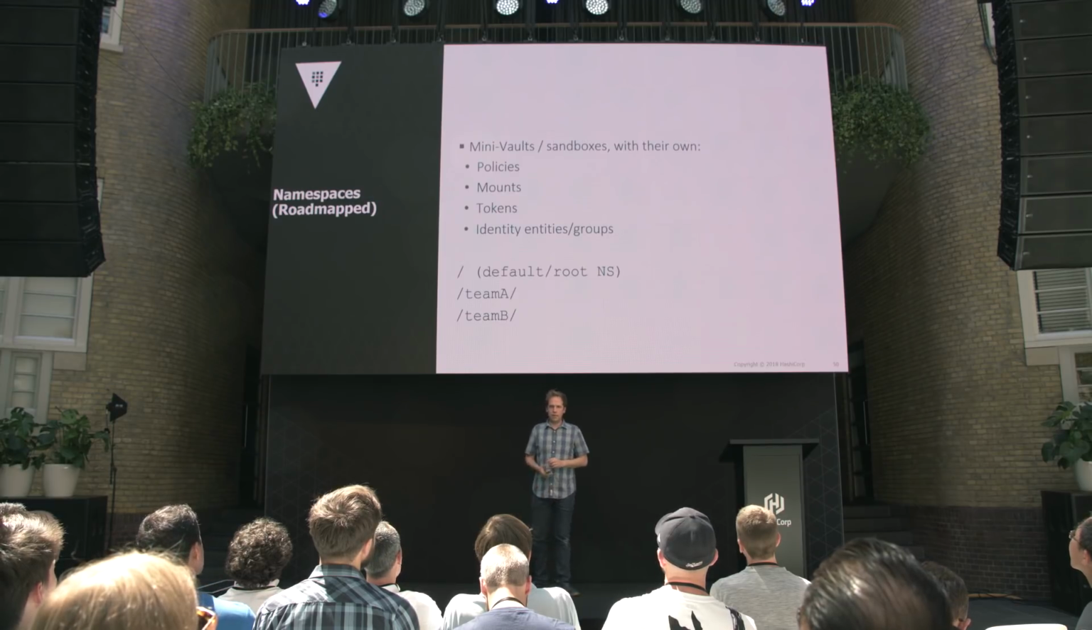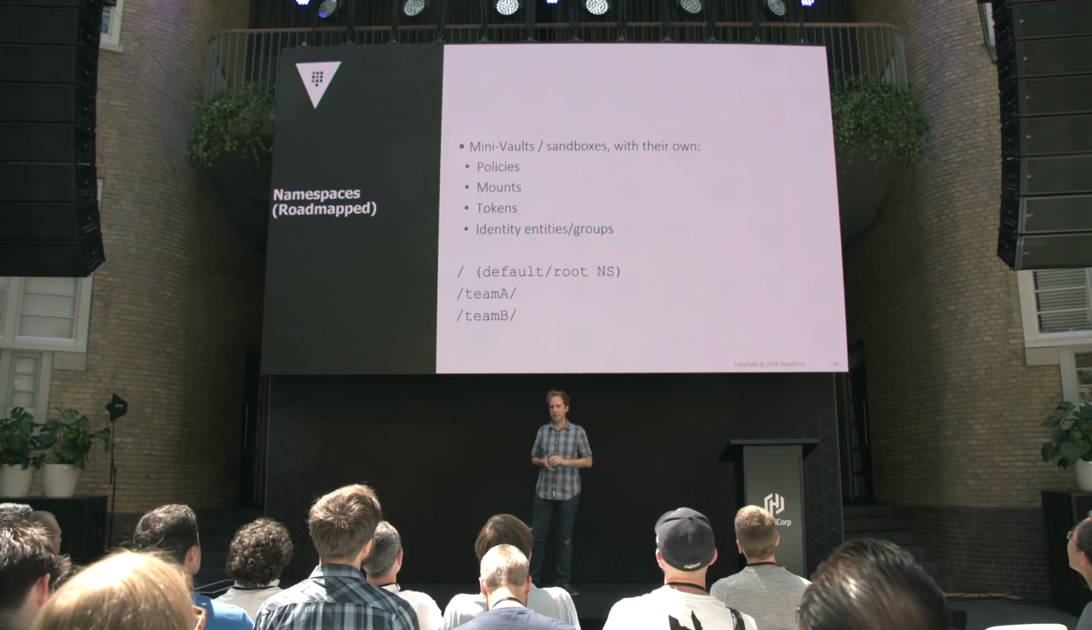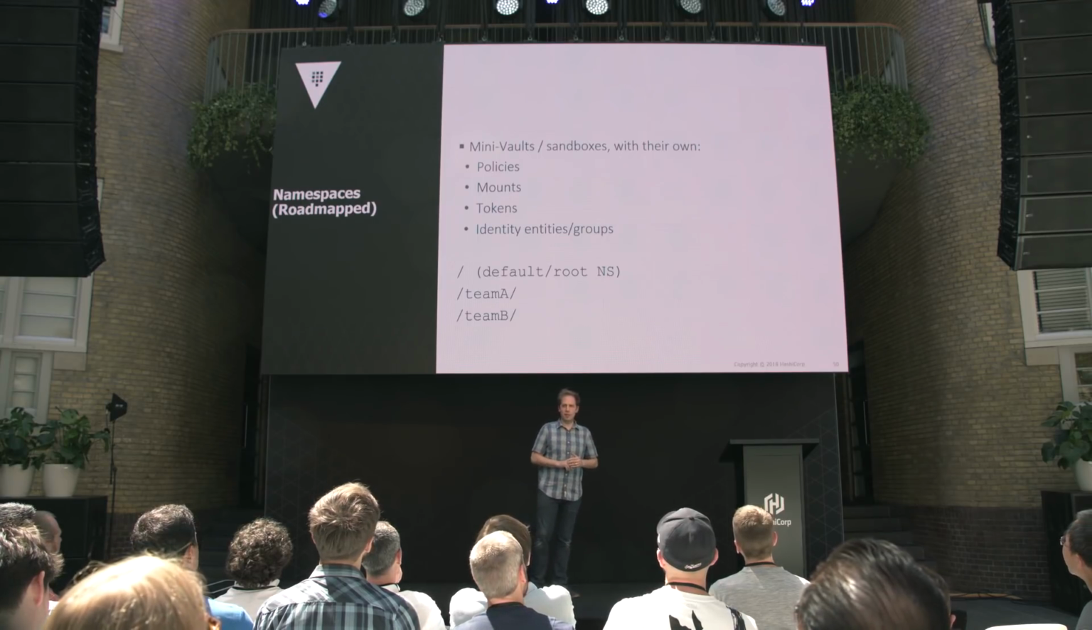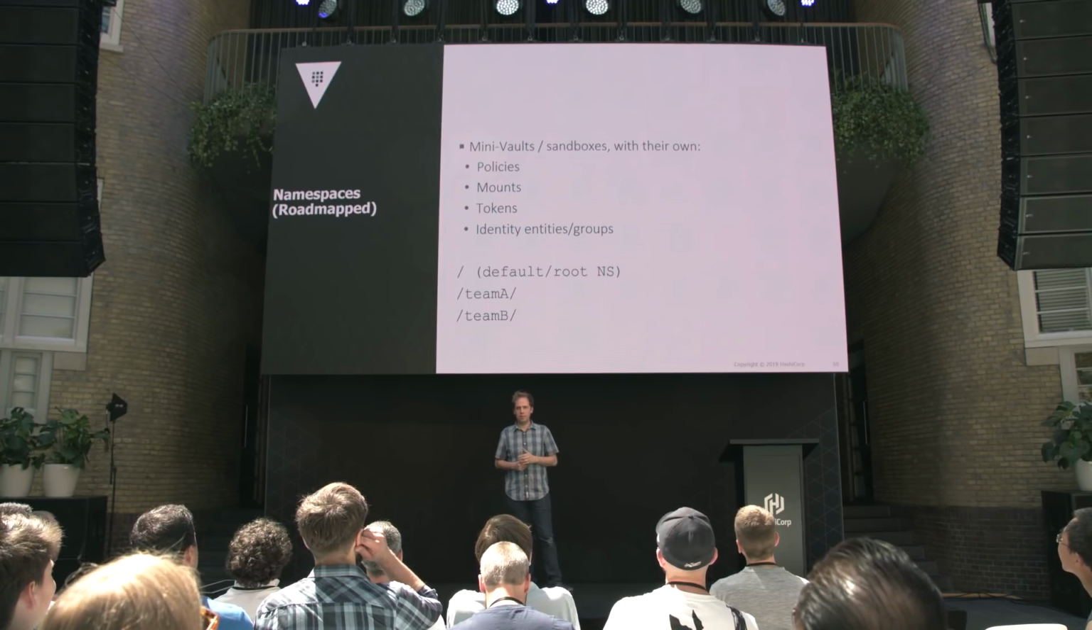Namespaces. This is actually, I think, the first time we're talking about it publicly, so you're finding out here first. Namespaces are coming. This is a roadmapped item. These are basically mini vaults. They're sandboxes. So you can see at the bottom, you have a default or root namespace, and then you can have other namespaces that come off of it. You can actually have children of children of children if you want. Each of them has its own policies, mounts, tokens, and identity entries.